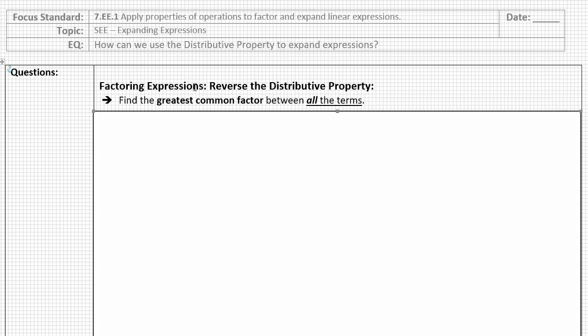So when we're factoring expressions, it's the reverse of the distributive property. So the key is going to be to find the greatest common factor between all terms. So let's go ahead and take a look at our first example.